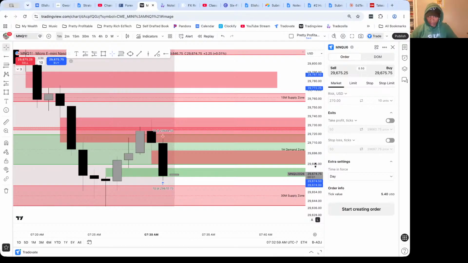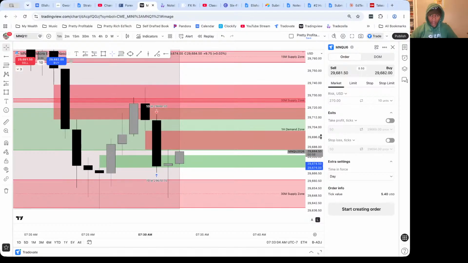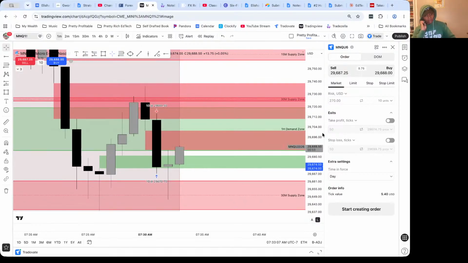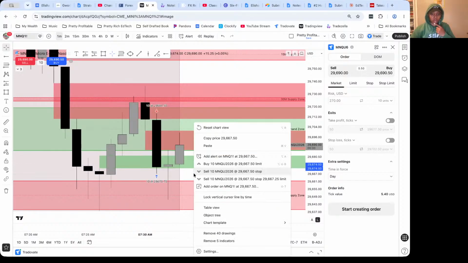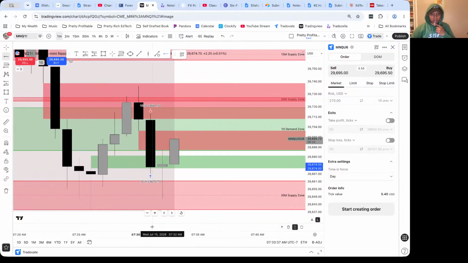That was a fast in and out trade. 50 ticks, $250. But it was so close. Oh, a rejection candle off this. Had this 30-minute. Oh, let's play it. Let's go. Enter.